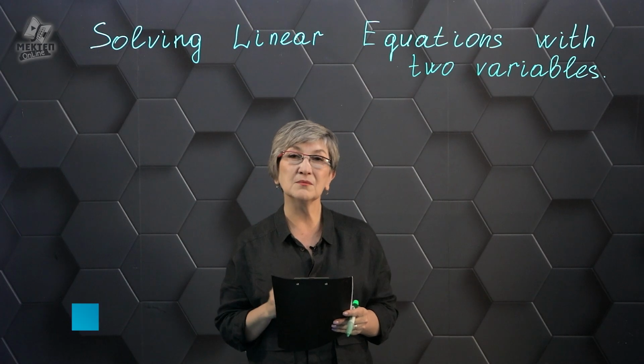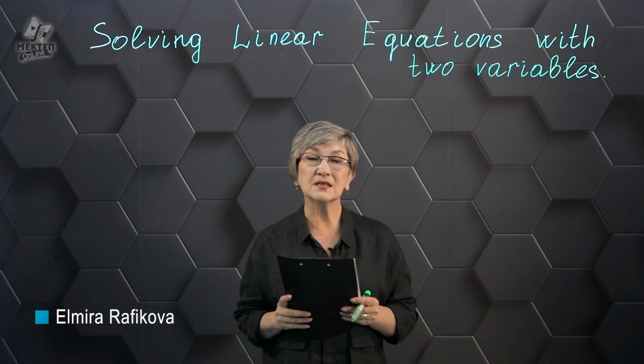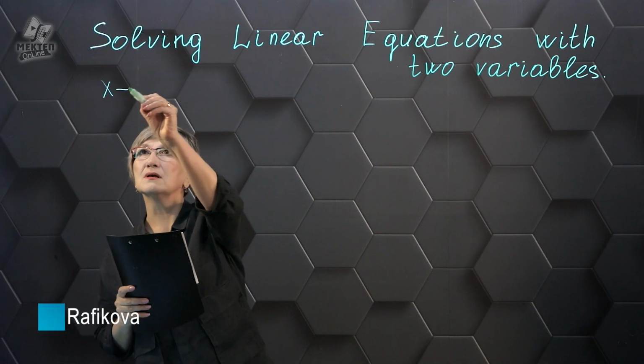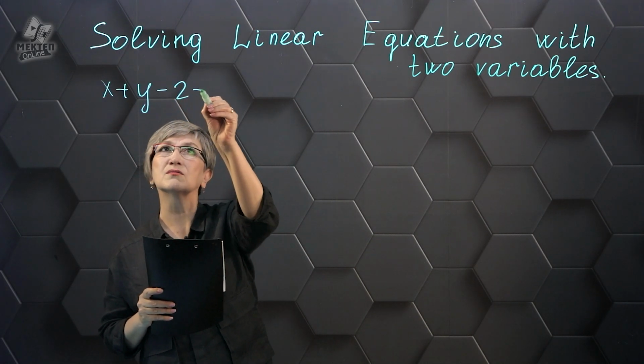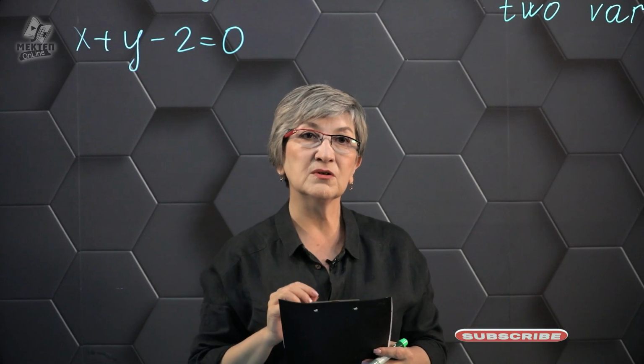Hello! Today in class we will solve another equation with two variables. The equation looks like this: x plus y minus 2 equals 0. And we need to find at least two solutions to this equation.